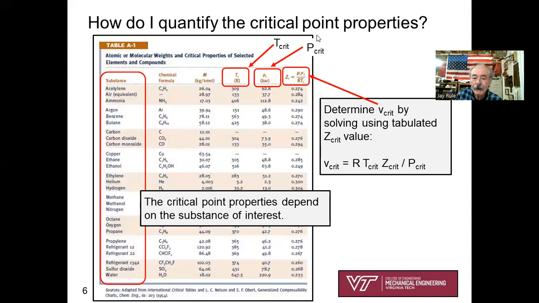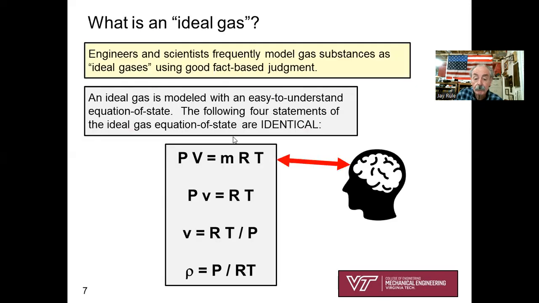So be aware that these critical point properties, T critical, P critical, and it turns out you can calculate V critical using this, okay? A little more later on that. But the critical point properties, temperature, pressure, specific volume, fully depend on the substance of interest. So notice these different substances. Here's air, here's ammonia, here's argon, et cetera, et cetera. All of their critical point properties are different and unique because they're different substances.